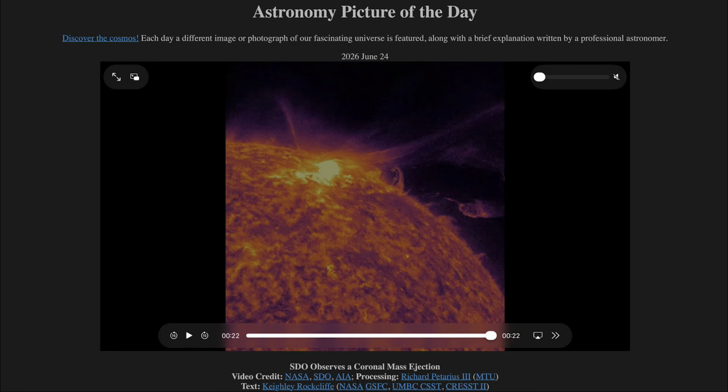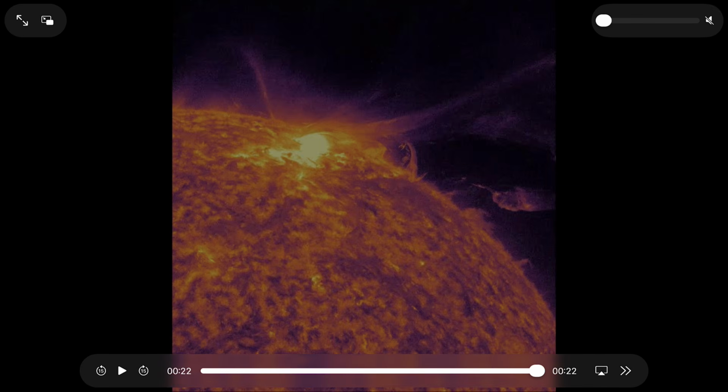Today's picture is titled SDO Observes a Coronal Mass Ejection. So, what do we see here? Well, here we see a time-lapse video.